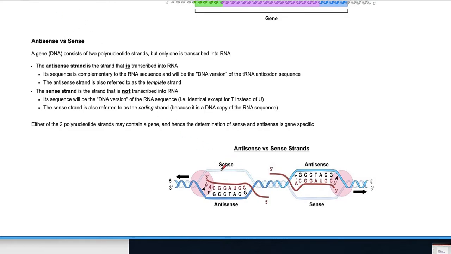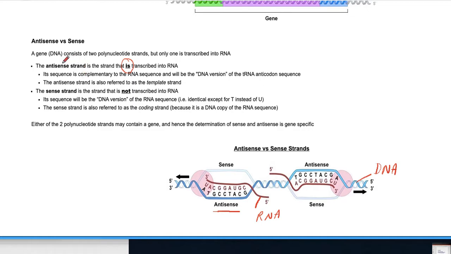And remember that RNA is single-stranded, right? So this is RNA. And RNA is made from DNA, but we also remember that DNA is a polynucleotide, so it's got two strands, right? It's got two parental strands. So when RNA gets made or when RNA gets copied, it's only going to use one strand of DNA, and that's what we call the antisense strand. So antisense is what gets transcribed. So the antisense strand is the strand that is transcribed.